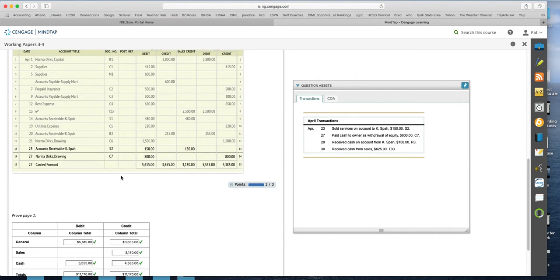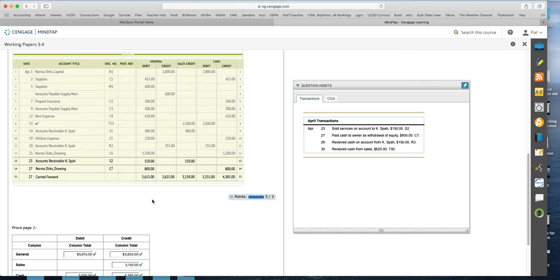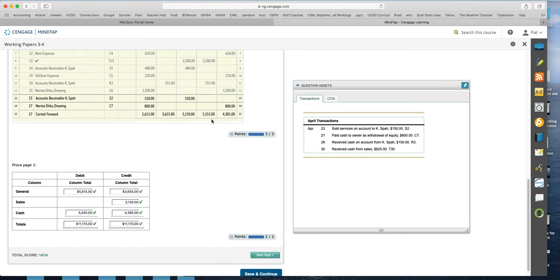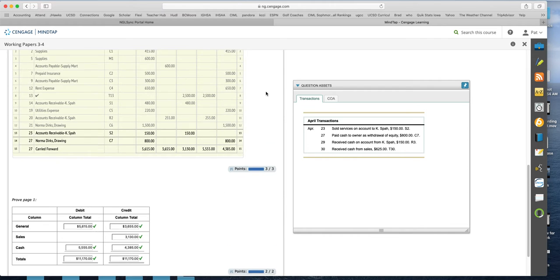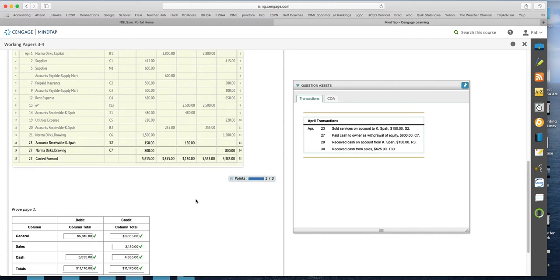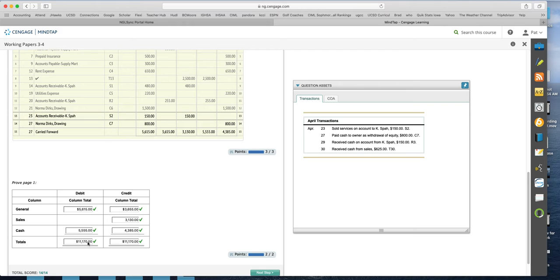Then we're going to add up the credit columns. There's 3. General credit, add it up, get a number. Sales credit, add it up, put the number here. Cash credit, all the money we paid out, put the number here, add them up. If they equal, it doesn't mean it's 100% chance you got it right, but it's pretty good chance. If these don't equal, then we need to go back and figure out where the error is. If they do equal, then you put the numbers in here.